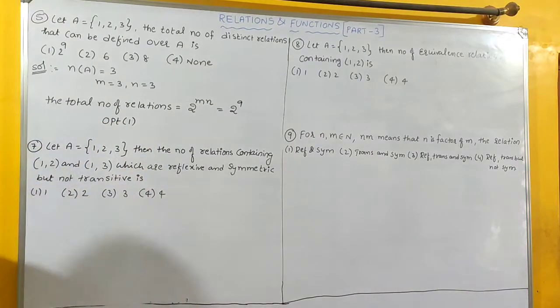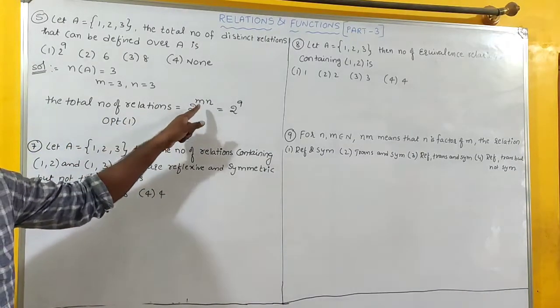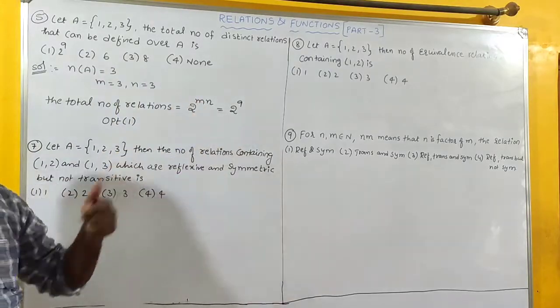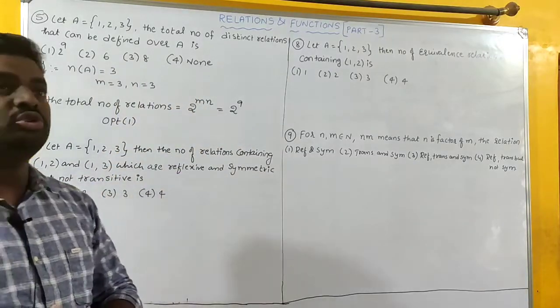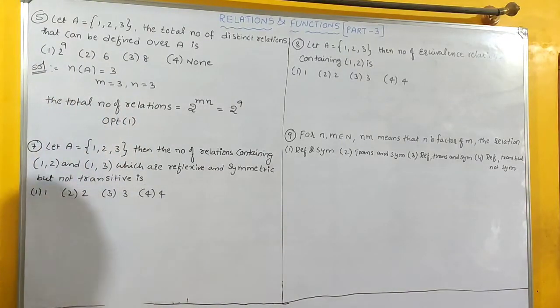I am not explaining the 6th question. Why? Because the 6th question is the formula. What is the formula for the total number of relations? Already in the 5th question we discussed. What is the formula for the total number of relations? 2 power mn. Okay. Coming to the 7th question.